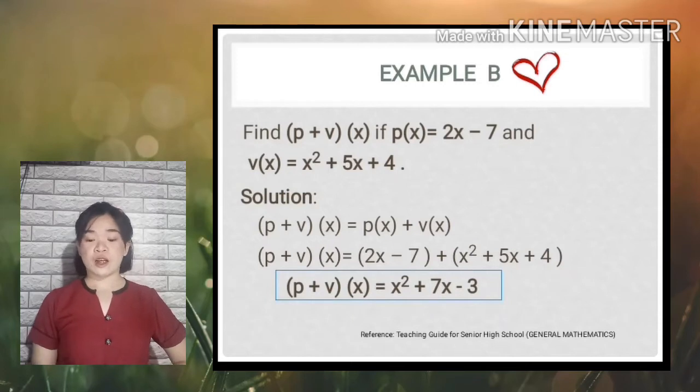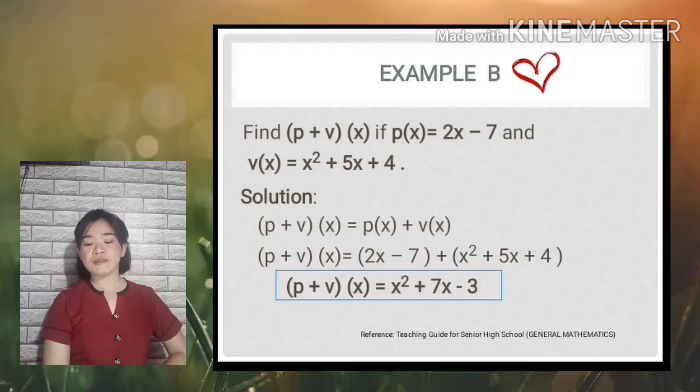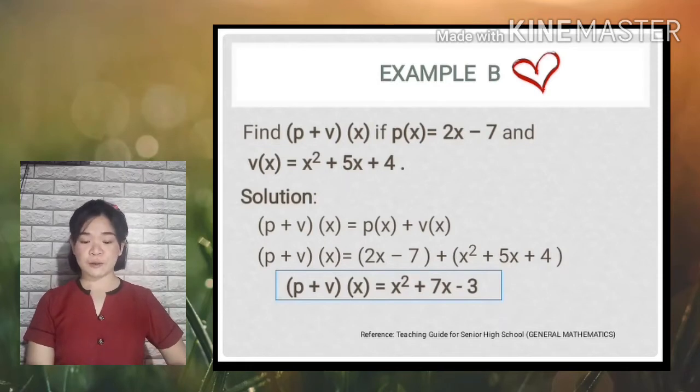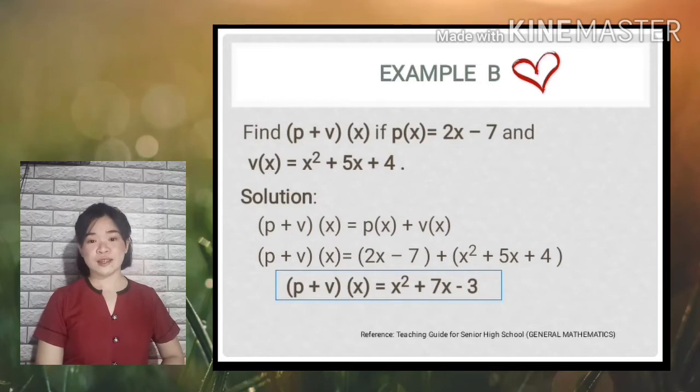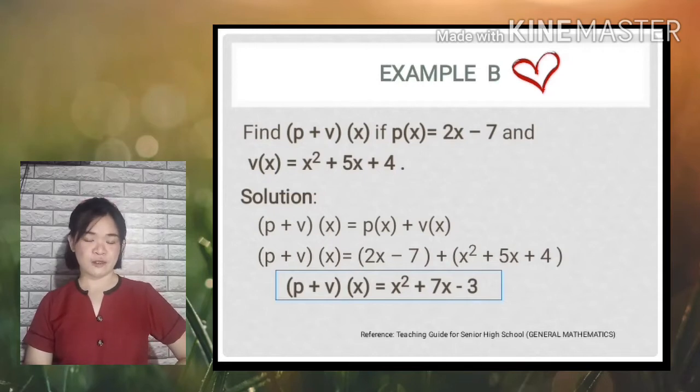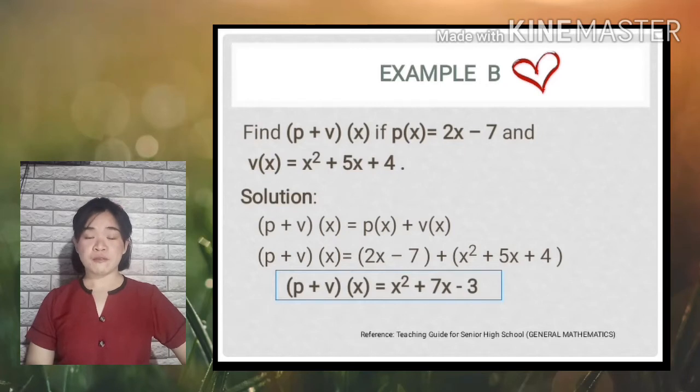X squared only appears once, so we're going to simply copy it, and then 2x plus 5x is 7x. And then negative 7 plus 4 is equal to negative 3. Therefore, p plus v of x is equal to x squared plus 7x minus 3. So we end it here. We cannot do anything about it. So this is the final answer. So the sum of p plus v of x is equal to x squared plus 7x minus 3.